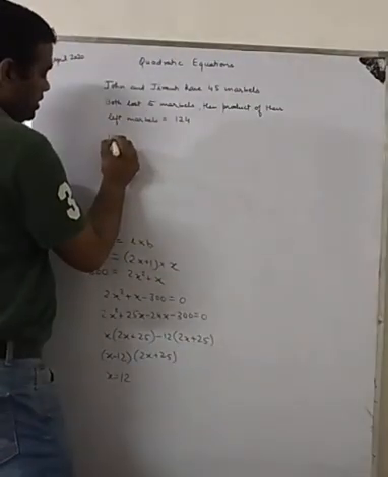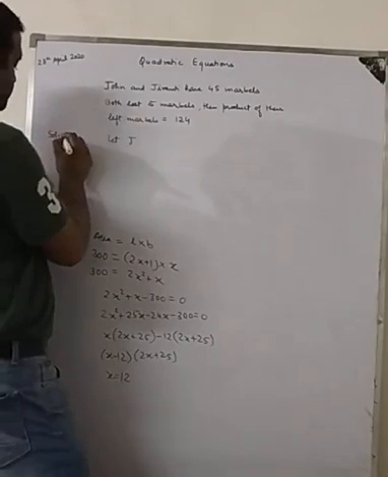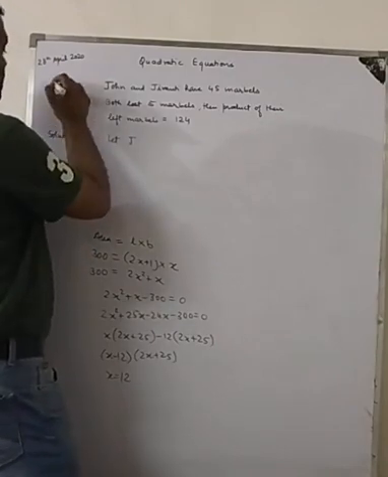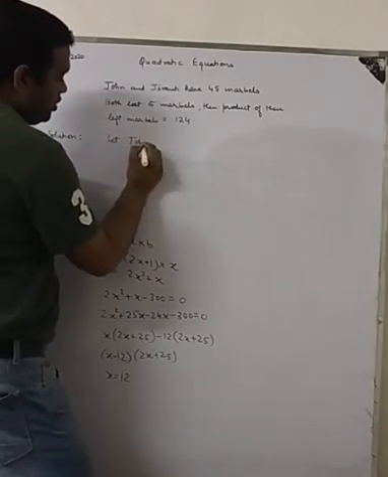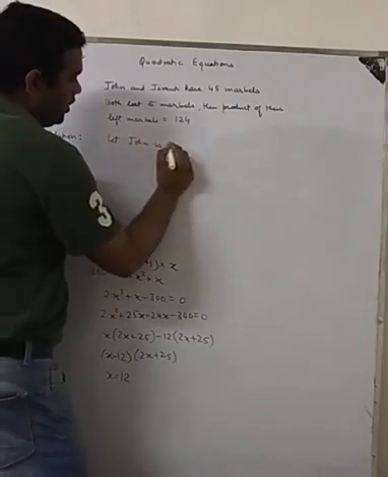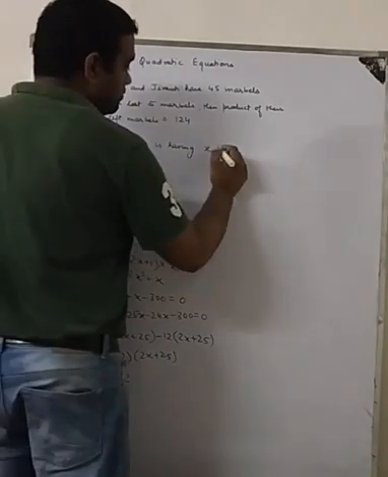So I'm going to write the solution, and here is the question. So let John be having x marbles.